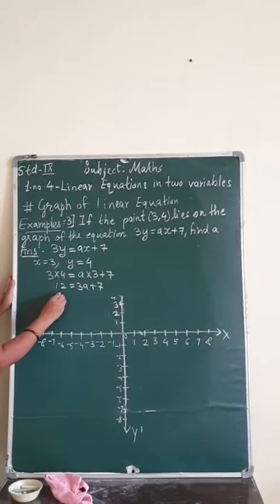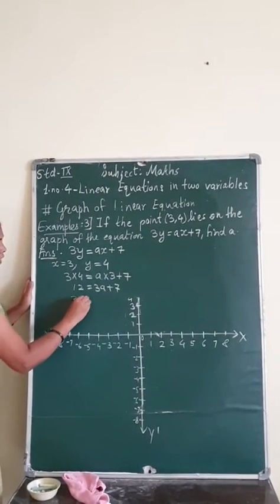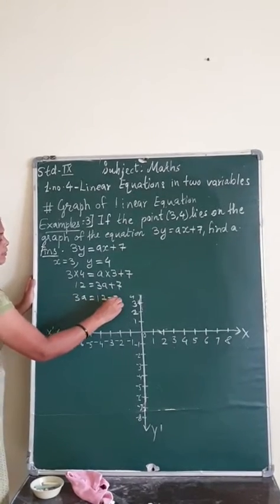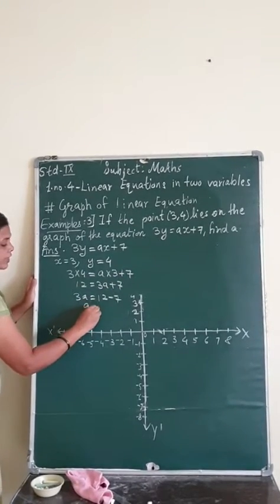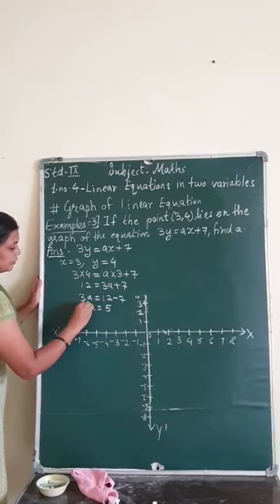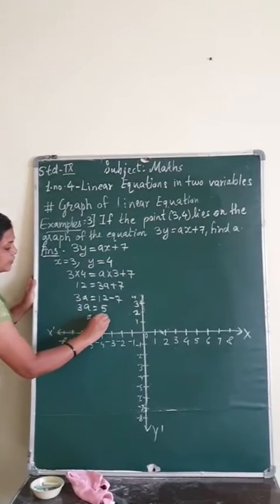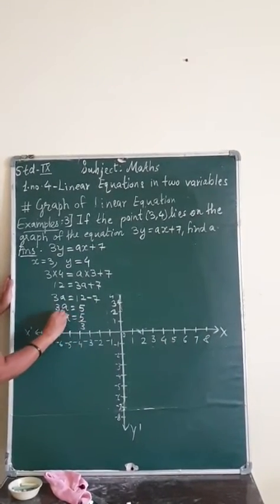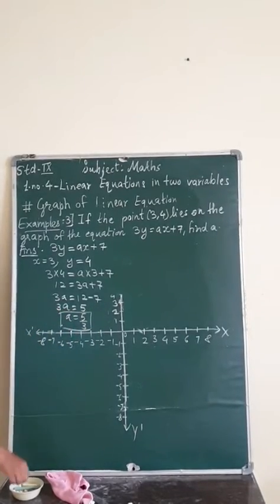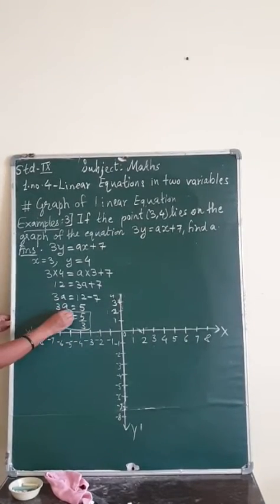Transposing this here, we get 3a is equal to 12 minus 7. So 3a is equal to 5. a is 5 upon 3. This is our answer.